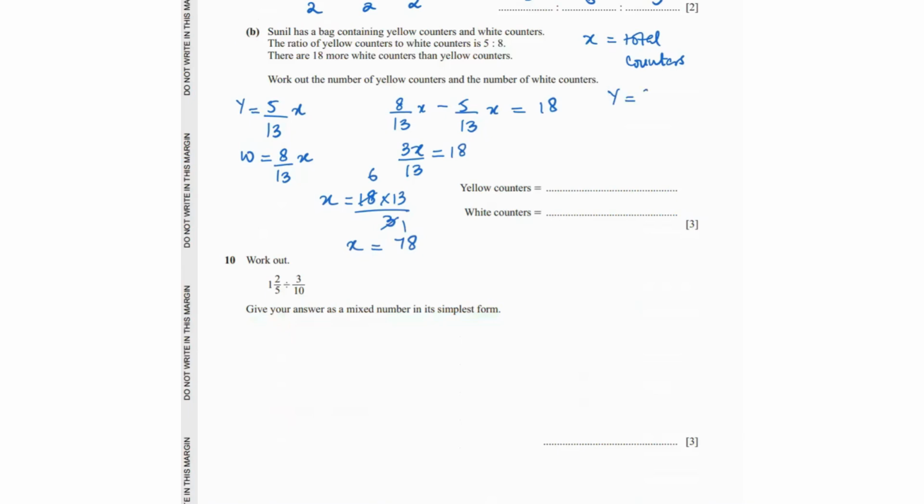Yellow are going to be 5 over 13 times 78. 78 divided by 13 is 6. So that's 30 for yellow. And for white, it's going to be 8 times 6, which is 48. So we have 30 yellow counters and 48 white counters.